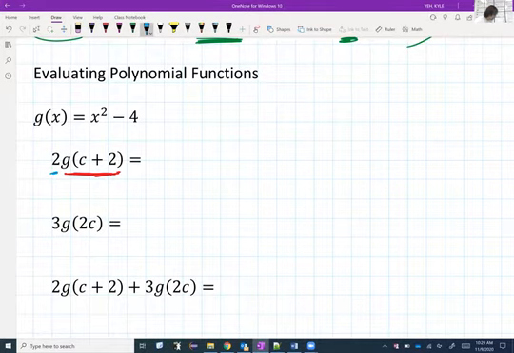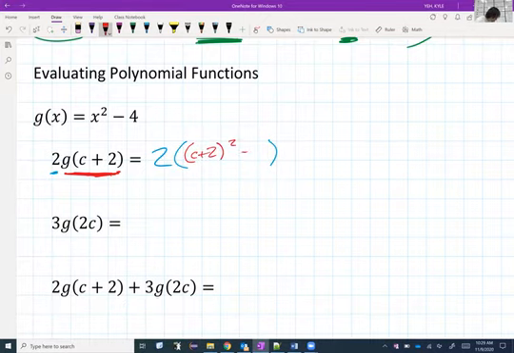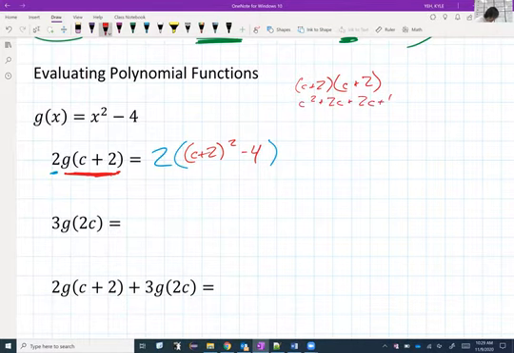Well, all that's asking us to do is find g of c plus 2 and then multiply it by 2, double it. So I'm going to say 2 times c plus 2 squared minus 4. And so just like I was saying earlier, we're plugging c plus 2 in anywhere we see an x. What is c plus 2 squared? Remember, c plus 2 squared means c plus 2 times itself, right? Times c plus 2. So I do need a FOIL, so that's c squared plus 2c plus 2c plus 4, c squared plus 4c plus 4.